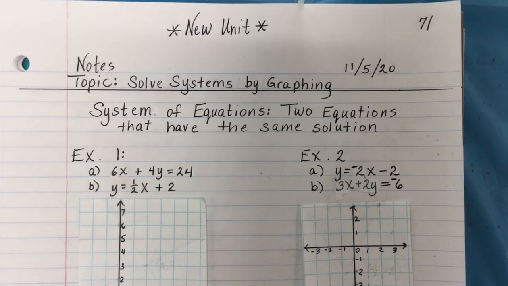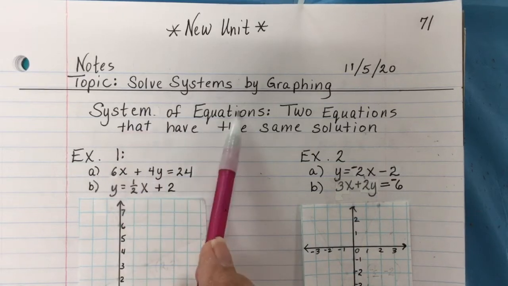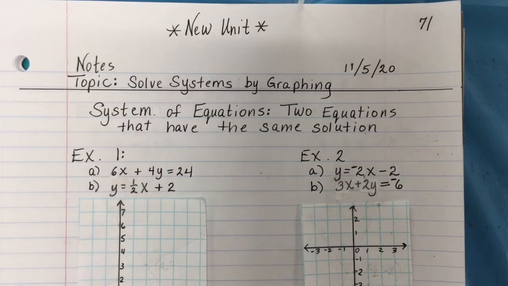Hello. Today we're beginning a new unit. This unit is all about how we can solve systems of equations. So a system of equations is when you have two equations and you find a solution that works in both. So it's two equations that have the same solution and you can use them to find a missing number.